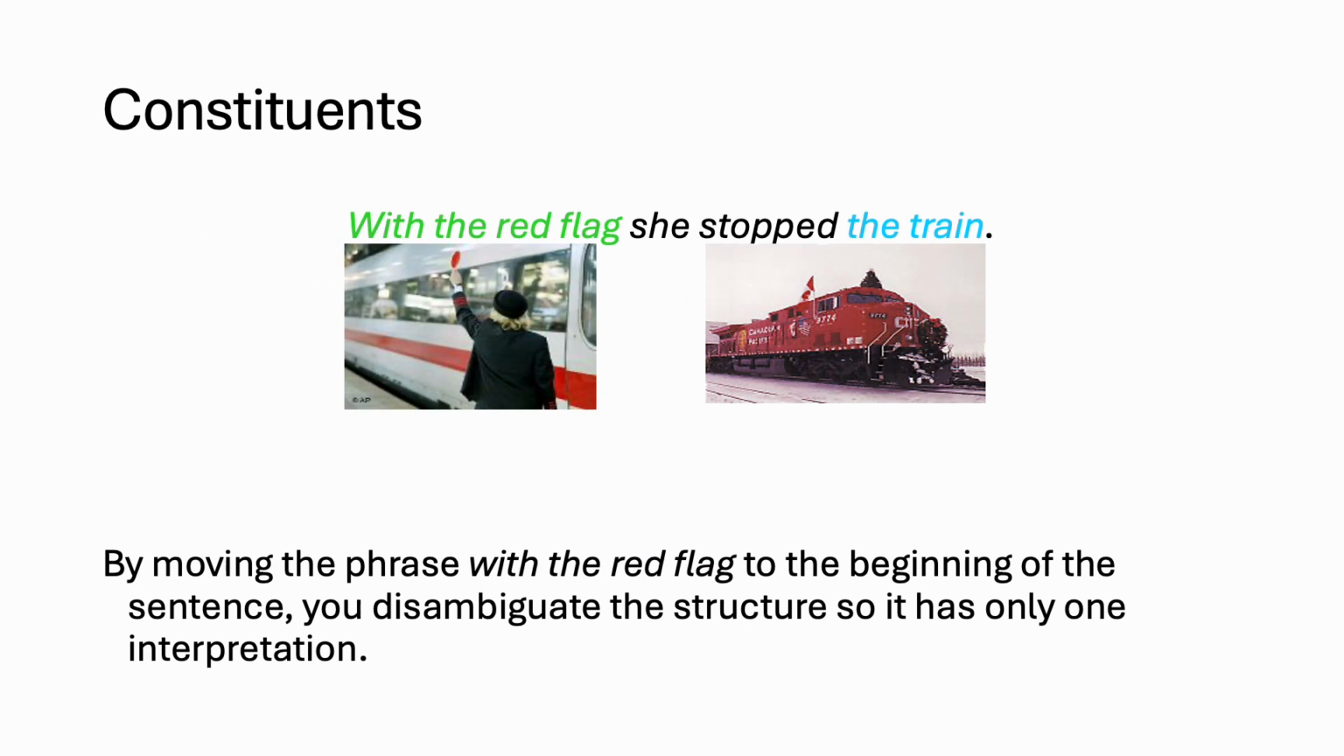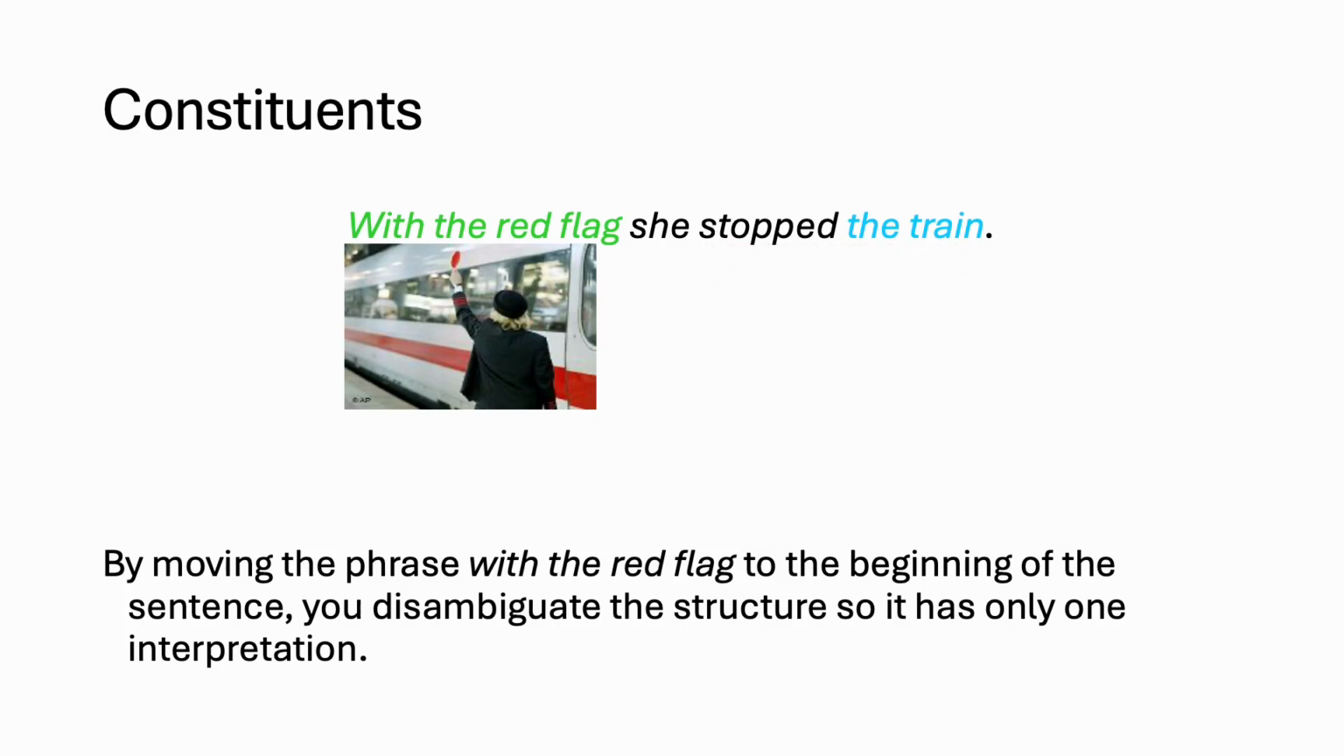So, if we move the phrase with the red flag to the beginning of the sentence, then we know that there's only one interpretation. With the red flag, she stopped the train. So we know that we're talking about the first image here of the woman waving the red flag. She stopped the train using the red flag, by using the red flag. Okay? So we know what the correct answer is. With the red flag, she stopped the train.